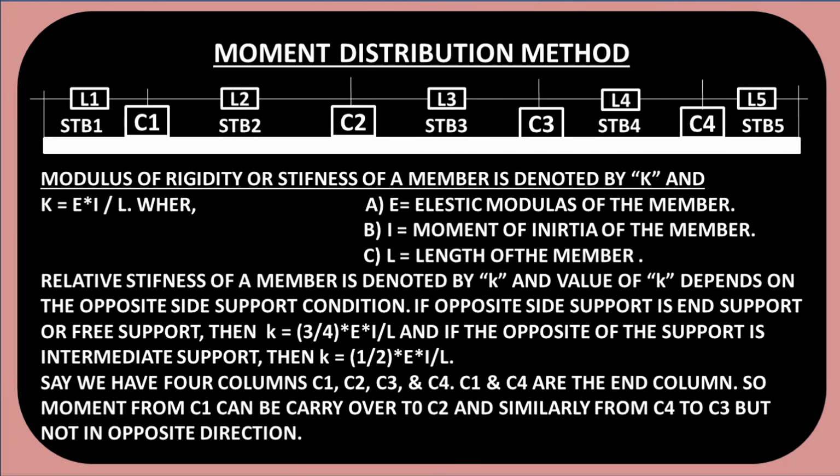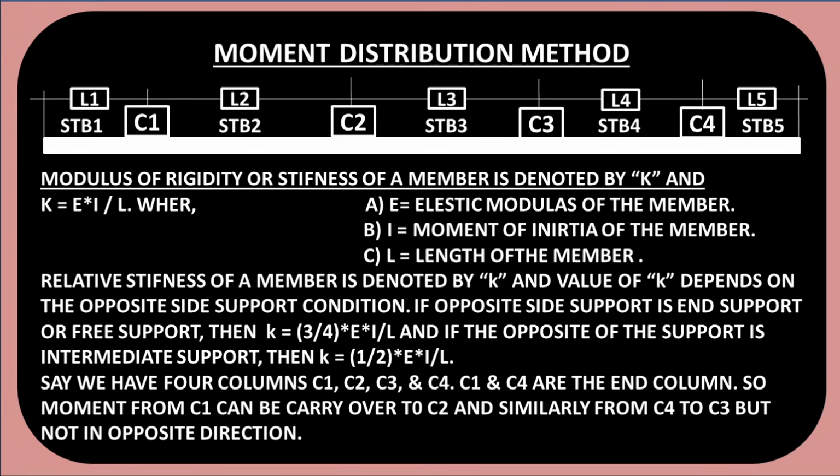Modulus of rigidity or stiffness of a member denoted by capital K, and capital K is equal to EI by L, where E is equal to elastic modulus of the member, I moment of inertia of the member, L length of the member. Relative stiffness of the member denoted by small k, and value of small k depends on the opposite side support condition. If opposite side support is end support or free support, then k is equal to 3/4 EI by L. If opposite support is intermediate support or fixed support, then k is equal to half EI by L.